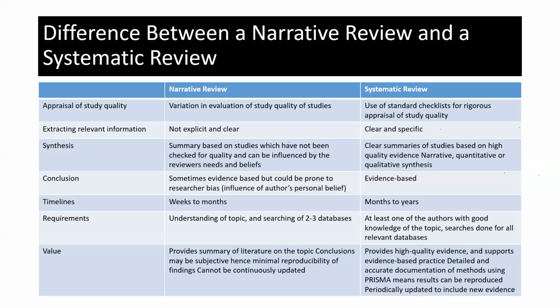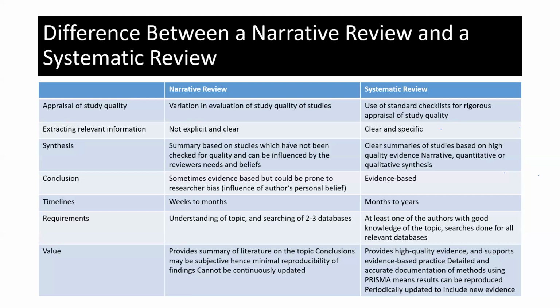But in narrative review, there is no systematic way of doing those things. Relevant information is not very clear, but here we have a very clear and specific one. We have clear summaries of studies based on high quality evidence, quantitative or qualitative synthesis, whatever you do. So if you do a qualitative synthesis, it's kind of doing a systematic review. If you do a quantitative synthesis, it's going to be the meta-analysis part of the systematic review.